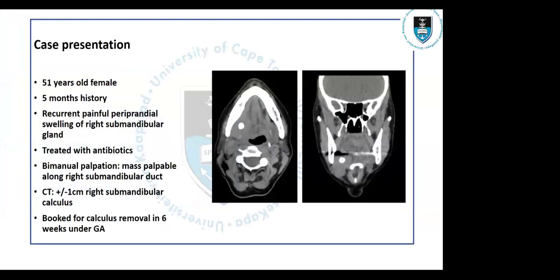My case is of a 51-year-old female who presented with a 5 months history of recurrent painful periprandial swelling of the right submandibular gland. She was successfully treated with antibiotics. On bimanual palpation, a mass was palpable along the right submandibular duct. A CT scan done showed a 1 centimeter right submandibular calculus in the floor of the mouth, and the patient was booked for calculus removal in 6 weeks under general anesthesia.